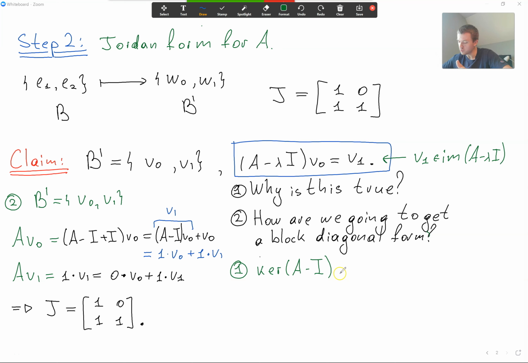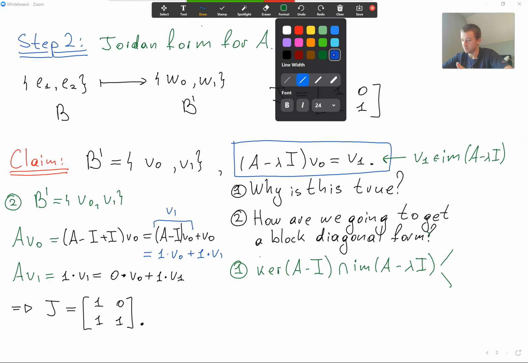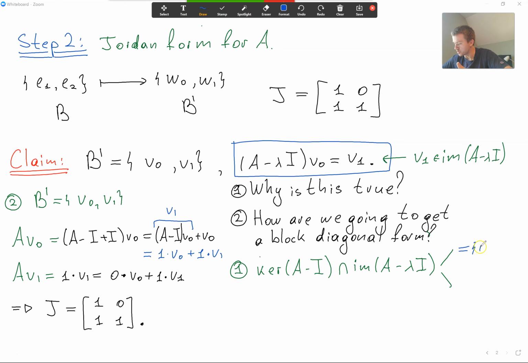So what I want to do is take the intersection of my kernel with my image, and here I have two options. The first option, my intersection is going to be equal to 0. My second option, my intersection is going to be not equal to 0. So we have our first option and our second option. And here I need to discuss a small thing. Since the dimension of my kernel is 1, then according to the rank-nullity theorem, the dimension of my image is going to be equal to 1.